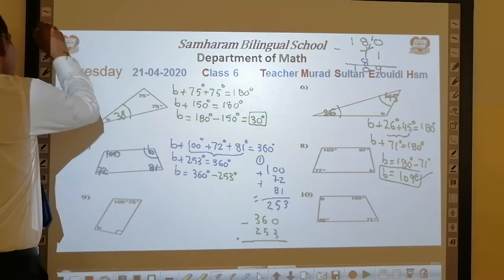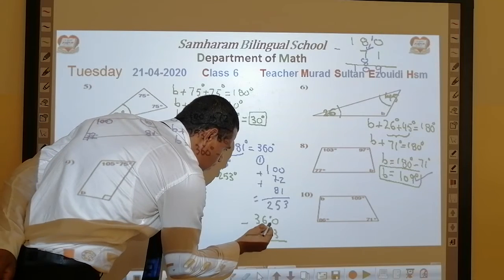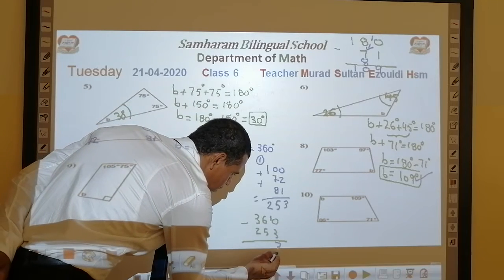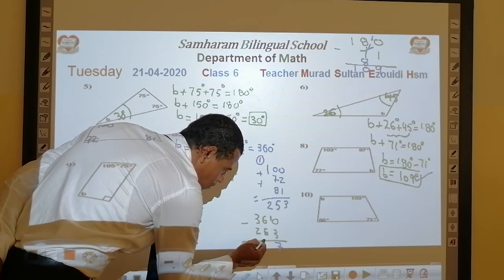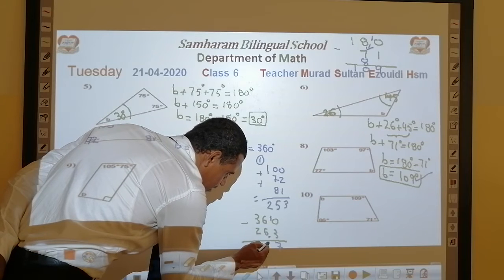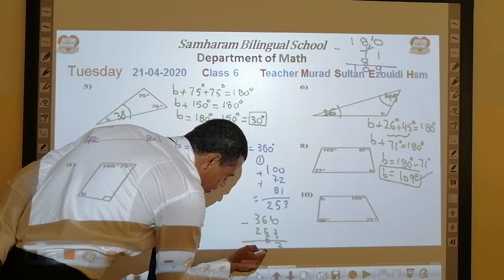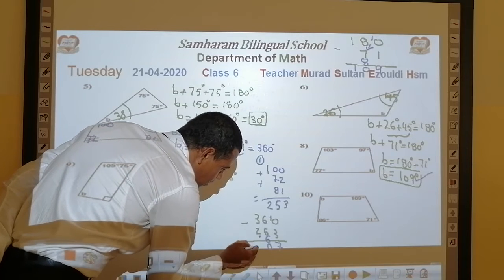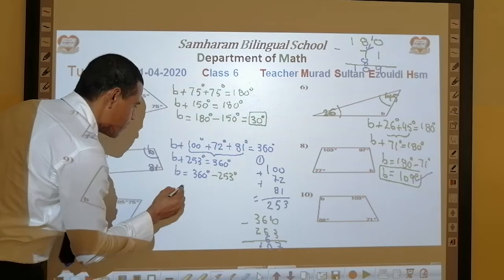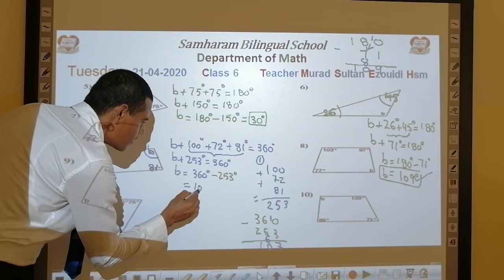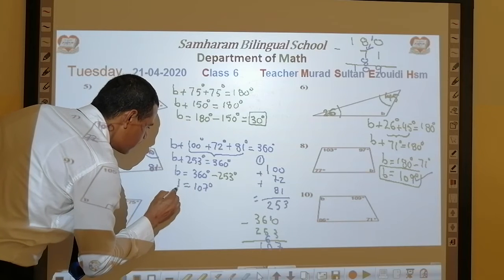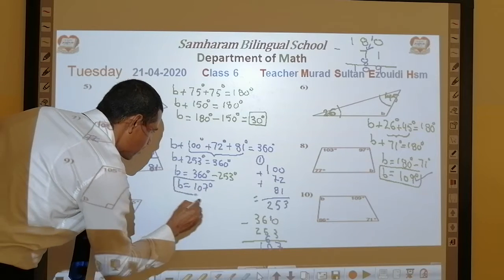Okay. 0 minus 3 is not possible. 10 minus 3 is 7. The one I borrowed, I will add it with 5. 5 plus 1 is 6. Now I will work with 6, not 5. 6 minus 6 is 0. So 3 minus 2 is what? So 107. B equals 107 degrees for the first quadrilateral.